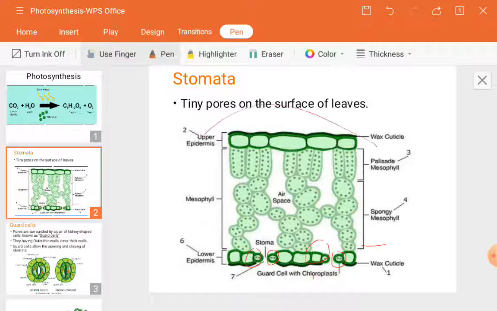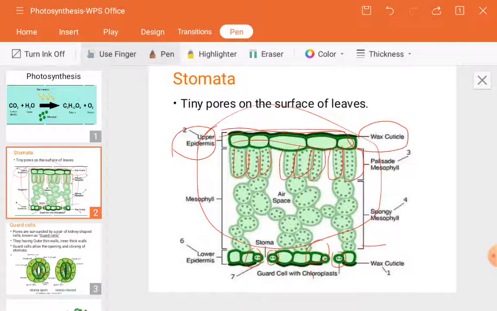So this is the whole structure of the leaf internally. These dotted things are all the chlorophyll pigments, present inside the chloroplast. This is the leaf surface. The wax cuticle is called so because a transparent, wax-like layer can be seen on the surface of the leaf. The upper epidermis: epidermis means a layer, the upper layer, so it is called the upper epidermis.